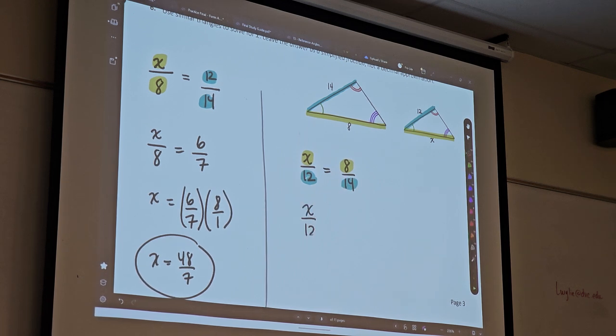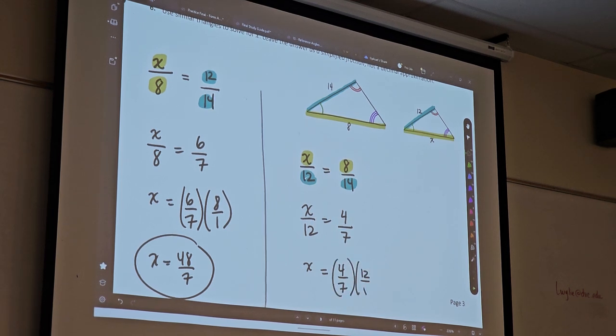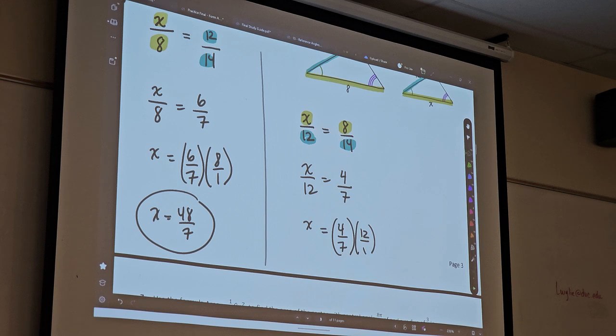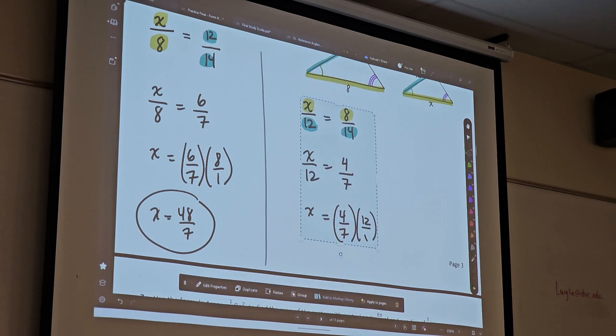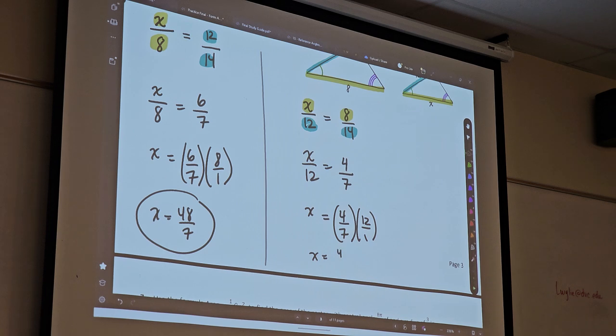You know, let's simplify 8/14. They're both divisible by 2. 8 divided by 2 is 4, and 14 divided by 2 is 7. X is being divided by 12, so let's multiply both sides by 12. 4 times 12 is 48. 7 times 1 is 7. Same deal. Good?